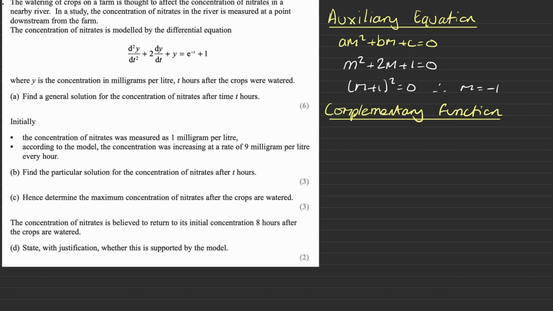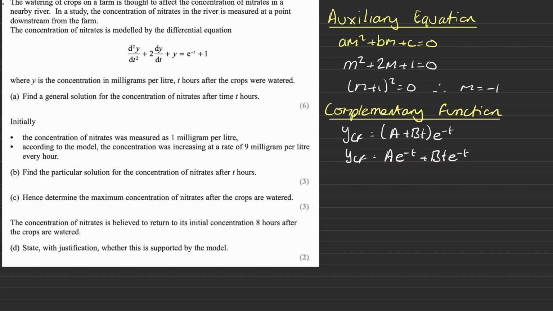And because we've got a single repeated root, we can use the complementary function, where we'll have (a plus bt) multiplied by e to the negative t. And this negative comes from this negative 1. So we've substituted this into here, and this is our complementary function. And I'm going to expand out these brackets. So we've got the complementary function.